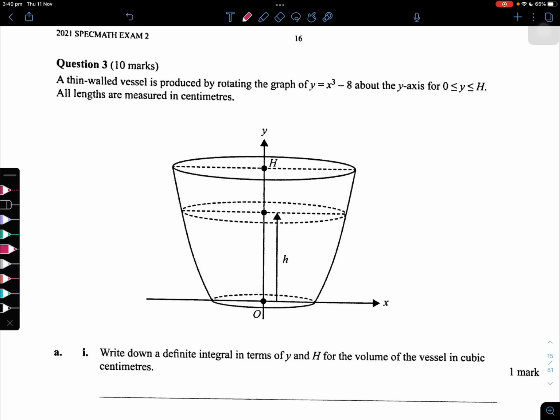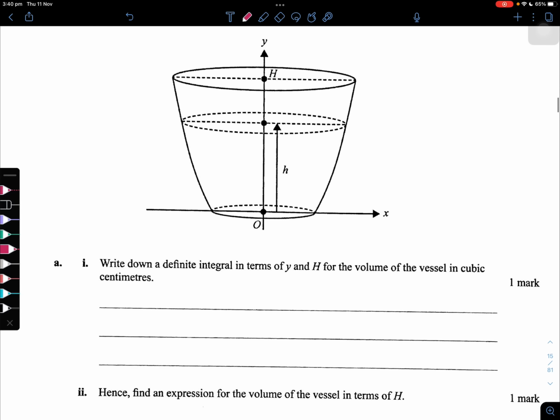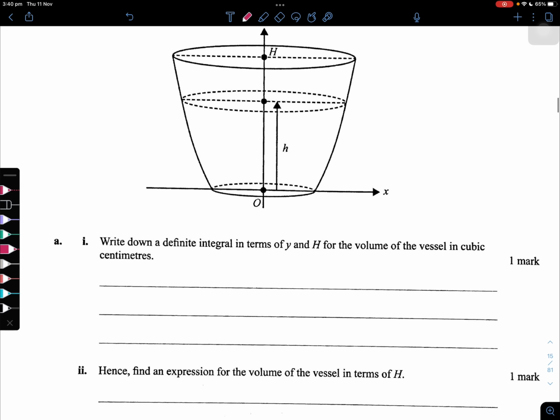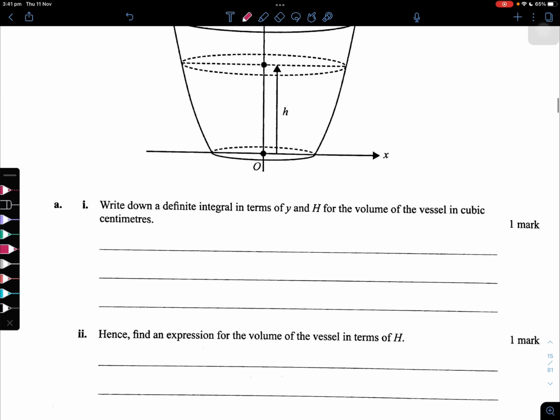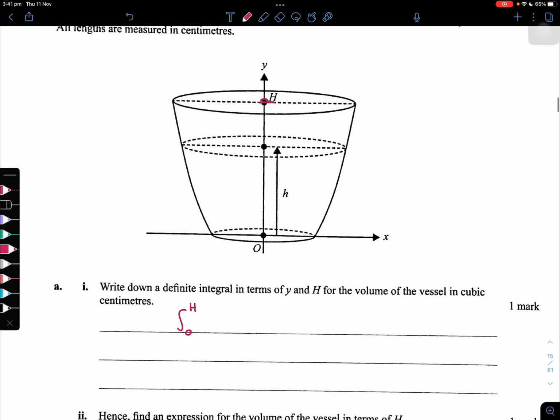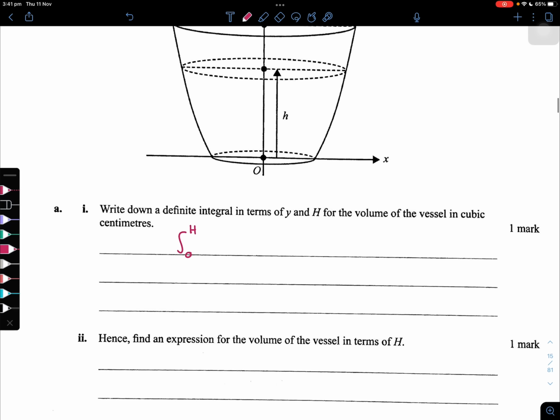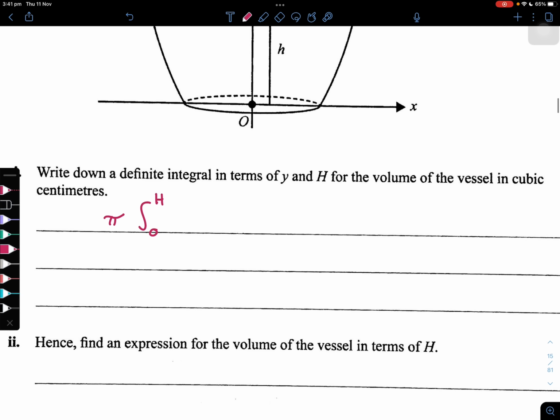A thin-walled vessel is produced by rotating the graph of y equals x cubed take 8 about the y-axis from 0 to h. Okay, all lengths are measured in centimeters. Write down a definite integral in terms of y and h for the volume of the vessel in cubic centimeters. Okay, so we're rotating about the y-axis, so we're going to integrate from 0 to h, right, our highest point. And then we have a pi at the front, because that's the formula for solid revolution. Since we're rotating about the y-axis, we're going to have x squared, and it's dy.